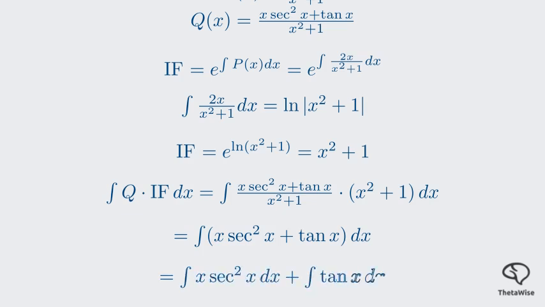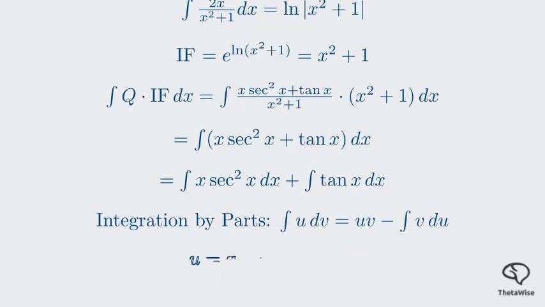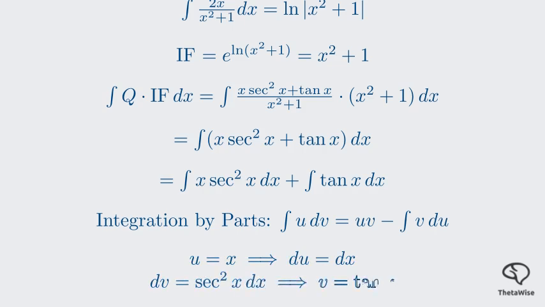This requires integration by parts. We use the rule: the integral of u dv equals uv minus the integral of v du. We'll set u equal to x because its derivative is simpler. So dv is secant squared x dx. Then du is dx, and the integral of dv is v equals tangent x.